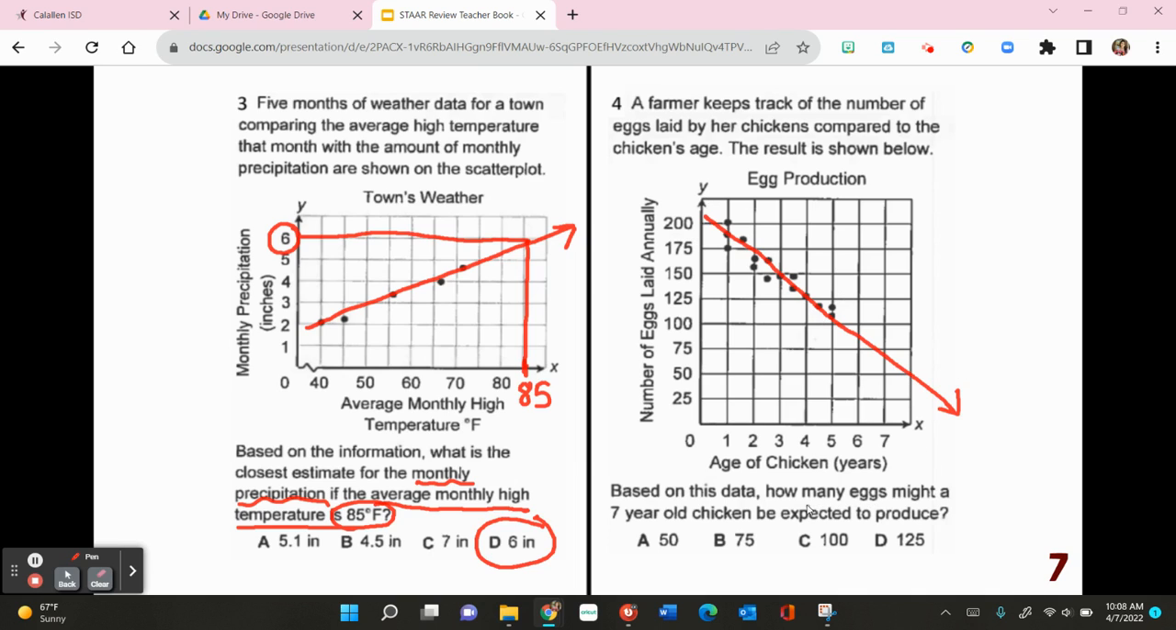So again, I want to know how many eggs this chicken might produce if it is 7 years old. So I'm going to go to the age of the chicken when it is 7. I'm going to go up to hit my trend line, and I'm going to go to my Y variable. I see that it should be at about 75 eggs laid annually. So here, my answer is B, 75.